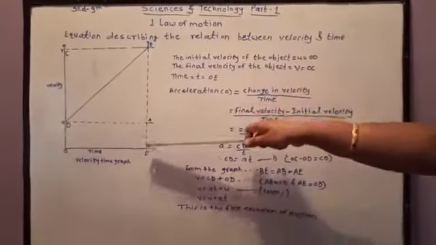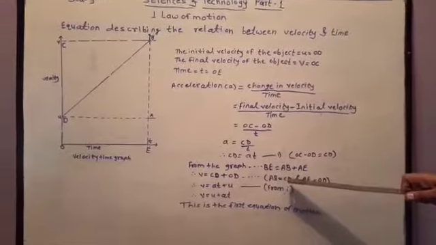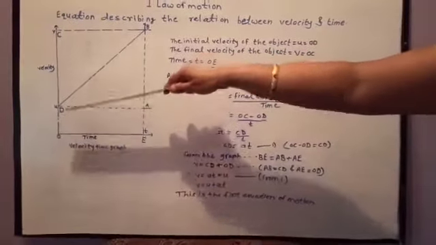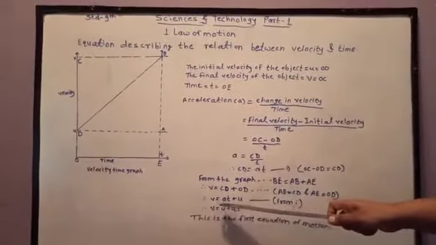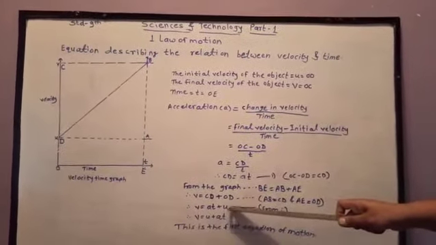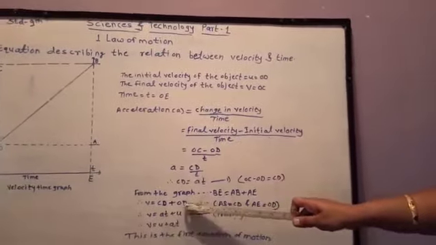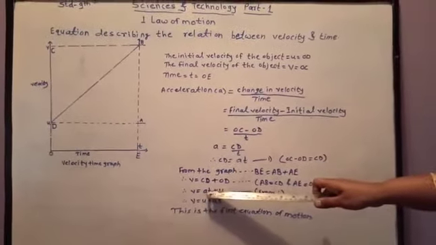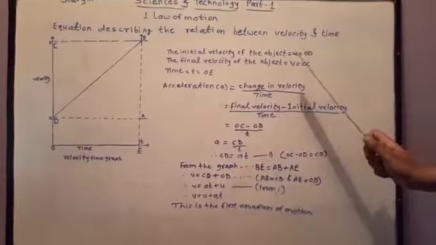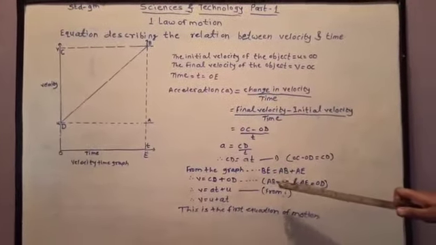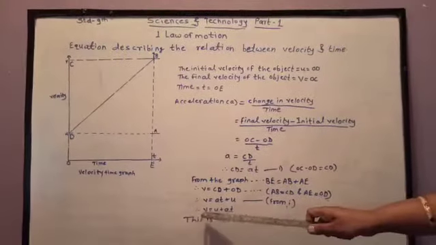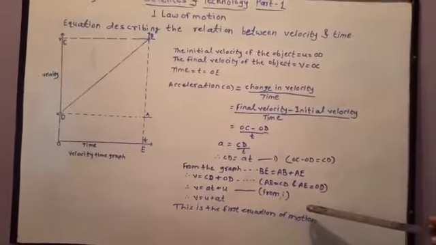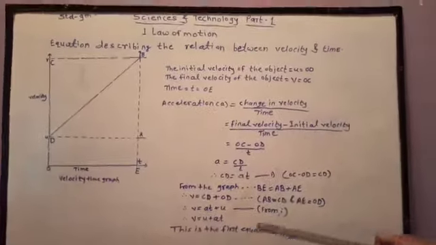CO and BE are parallel lines. AB equals CD and AE equals OD. Therefore, v equals at plus u. OD equals u. At is the acceleration term, plus u, the initial velocity, from equation 1. Therefore, v equals u plus at. This is the first equation of motion. This is the relation between velocity and time.